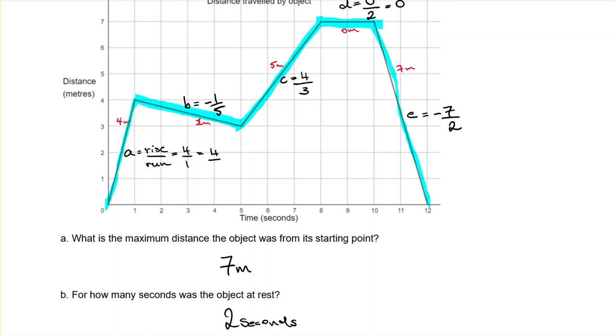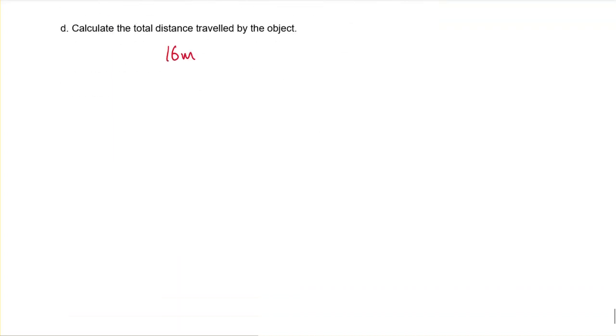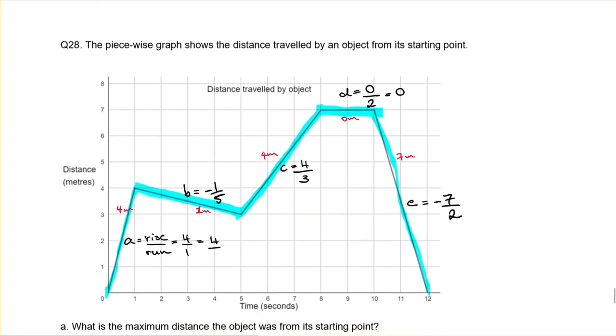So the total is 4 plus 1, which is 5 plus 4, not 5 meters there, there's 4 meters that way. So we've got 9 plus 7, 16. So we've got a total of 16 meters. Okay, this one's done. All right, and that's all.